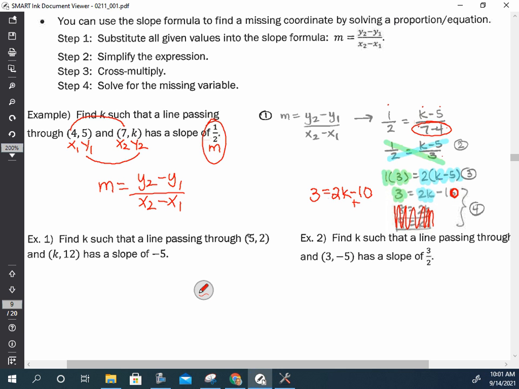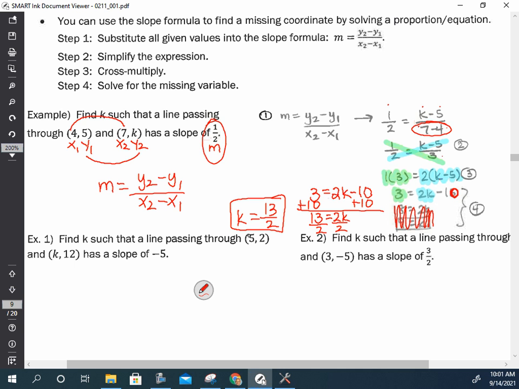So add 10 to both sides. You get 13 equals 2k. Divide both sides by 2. So you have k equal to 13 over 2, or 6.5 if you have the decimal.